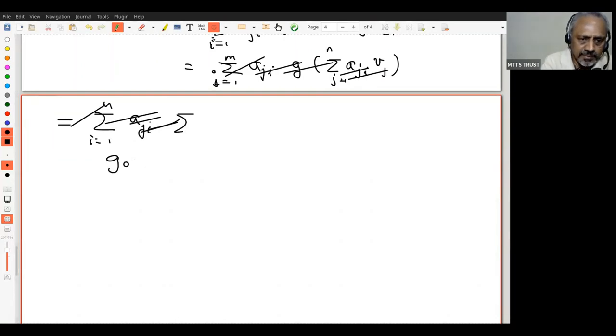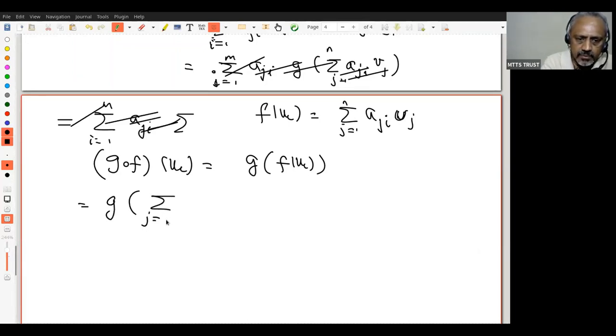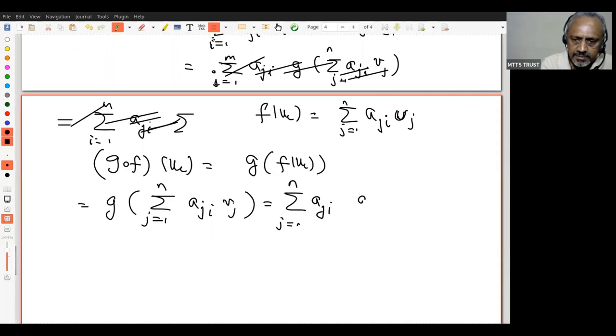I'm sorry for the goofing. G composite f of ui equals g of f of ui. What is f of ui? F of ui was the sum over j of a_ji vj, with j equal to 1 to n. Therefore, this is equal to g of the sum over j equal to 1 to n of a_ji vj. But that's equal to the sum over j equal to 1 to n of a_ji times g of vj. Now we are on the correct path.